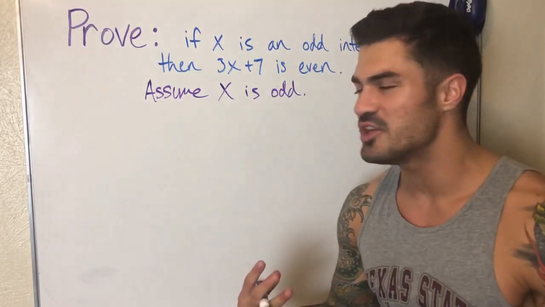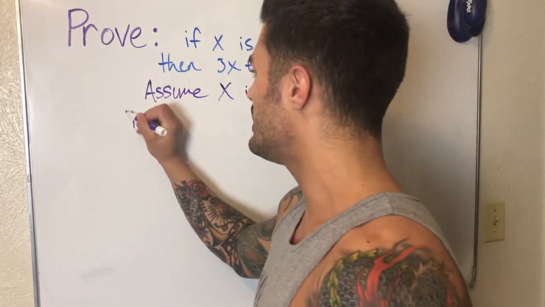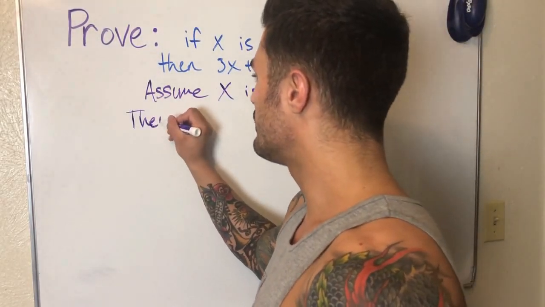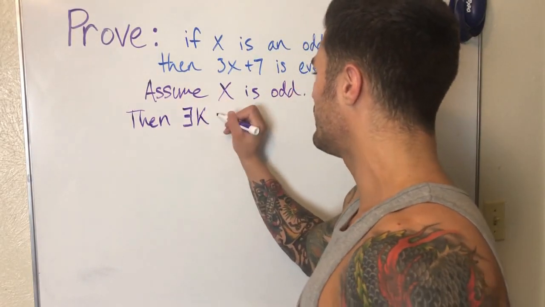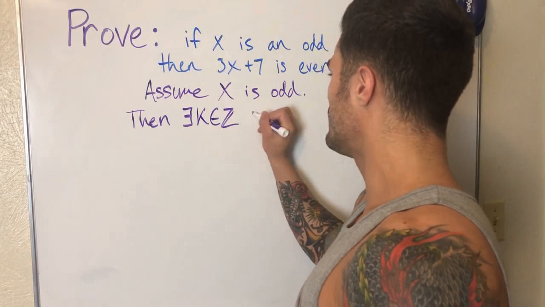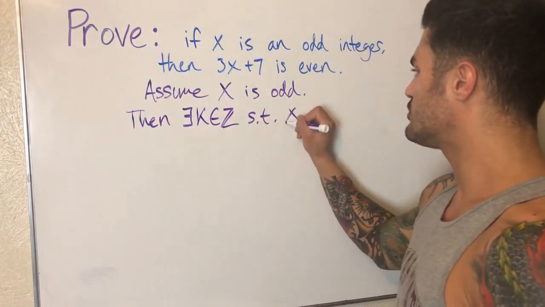All right, then what do I do from here? Well, now I can use the definition of an odd integer. And that means then the alien hieroglyphics come back into play. There exists an integer k such that x equals 2k plus 1.